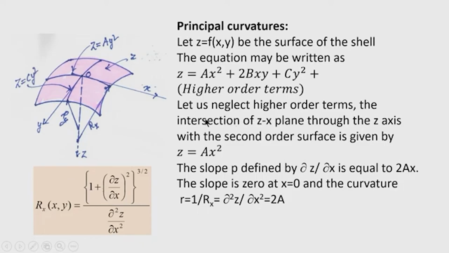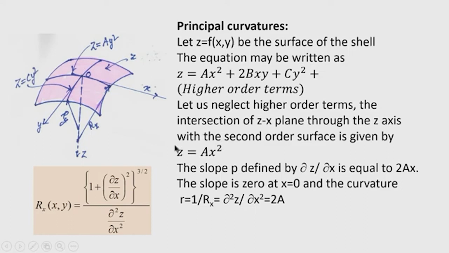Now consider the intersection of the z x plane. What is the z x plane? In the z x plane, this is the x axis and this is the z axis. So, you can see that this plane is the z x plane and it intersects the surface. Now, in this z x plane, the y coordinate is 0. So, therefore, the equation of the surface is represented by z is equal to a x square if we consider only the quadratic form.